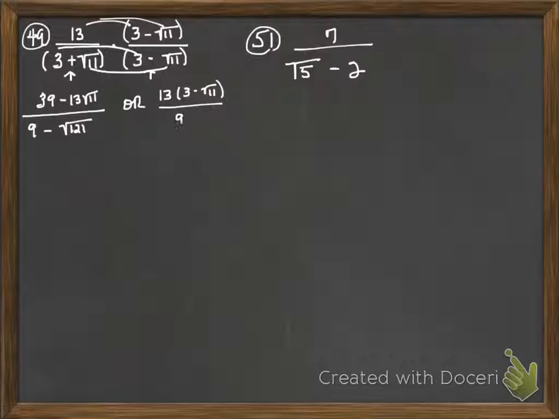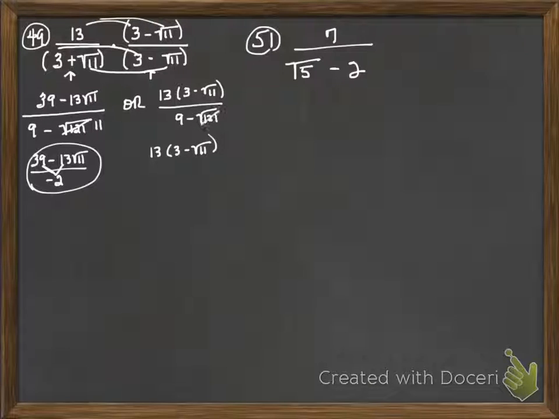Same thing over here. 9 minus the square root of 121. And that's going to give us 39 minus 13 square root of 11. The square root of 121 is going to turn into 11. So you're going to get 9 minus 11, so you're going to get negative 2. As long as the 2 will not divide into the 39 and the 13, you can actually leave your answer just like this. Same thing's going to happen over here. And you would say as long as the negative 2 does not divide into the 13, you would leave your answer like this. So either one of these is okay.